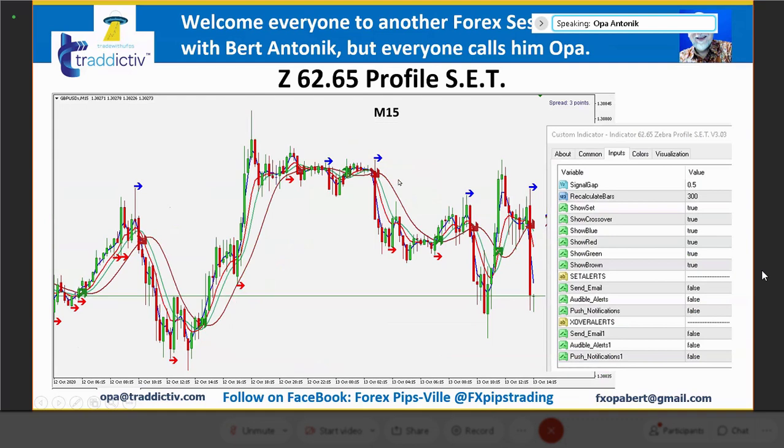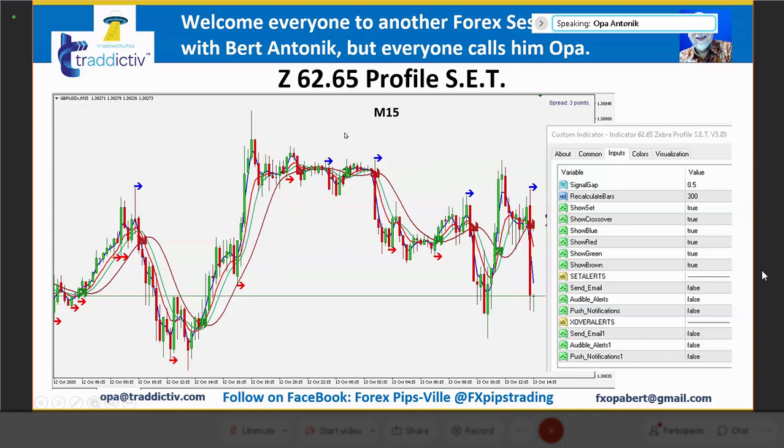Now, the 62, 65 profile and SET, stop entry target. This is a very interesting indicator. The profile is something that I've been using since 2006. Okay, lots of students using the profile back in the U.S. when I was teaching all over the U.S. Using it very, very effectively, purely looking at the profile, just looking at the profile.